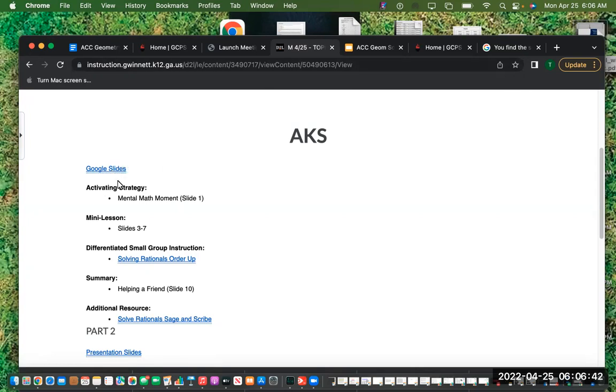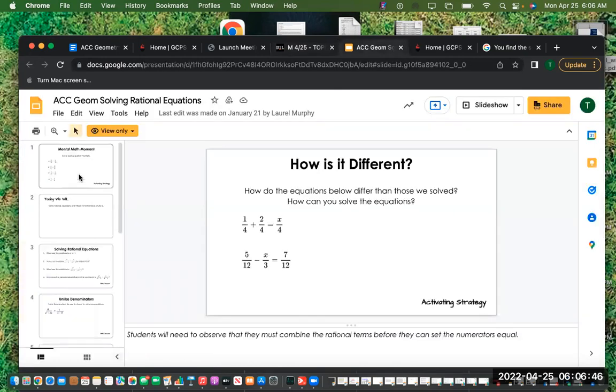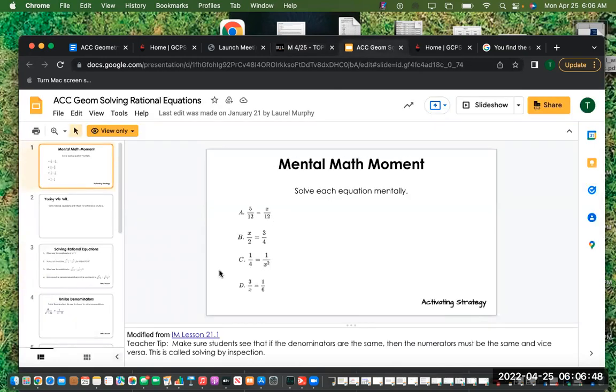So if you open up this Google Slides right here, we're going to start off with mental math. How would you go about solving these? Go ahead and take a second, pause, and solve these in your head. Okay, so let's go ahead and talk about them.